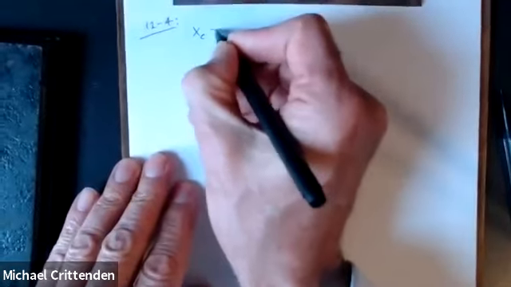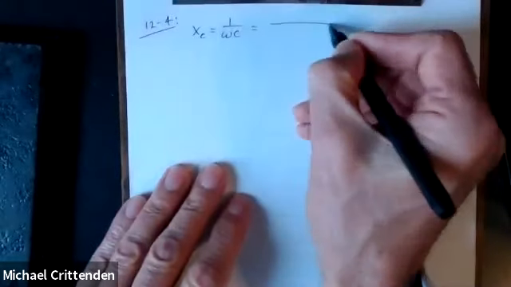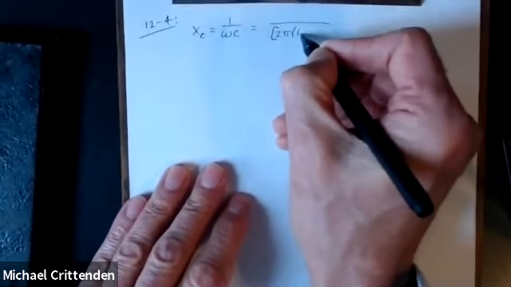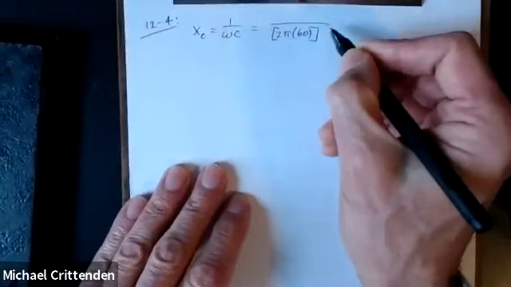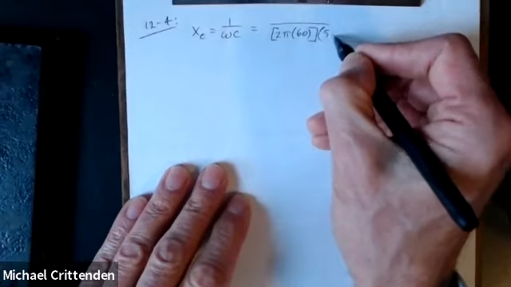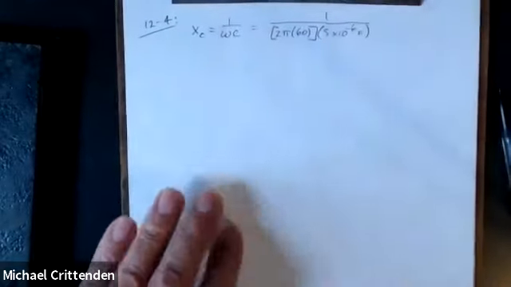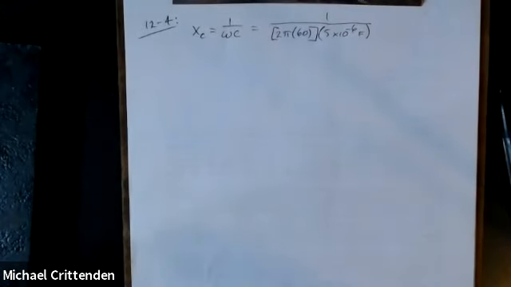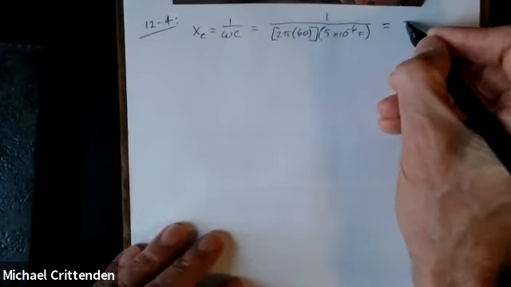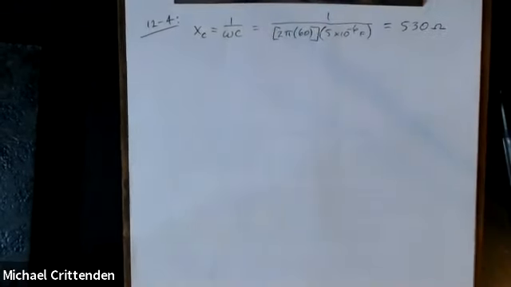Capacitive reactance, kind of similar to that other one I did. 2 pi f is the angular frequency. And this time the capacitance is 5 times 10 to the negative 6 of a farad, 5 microfarads. So if you manage to push the right buttons, you have 530 ohms from the capacitor.